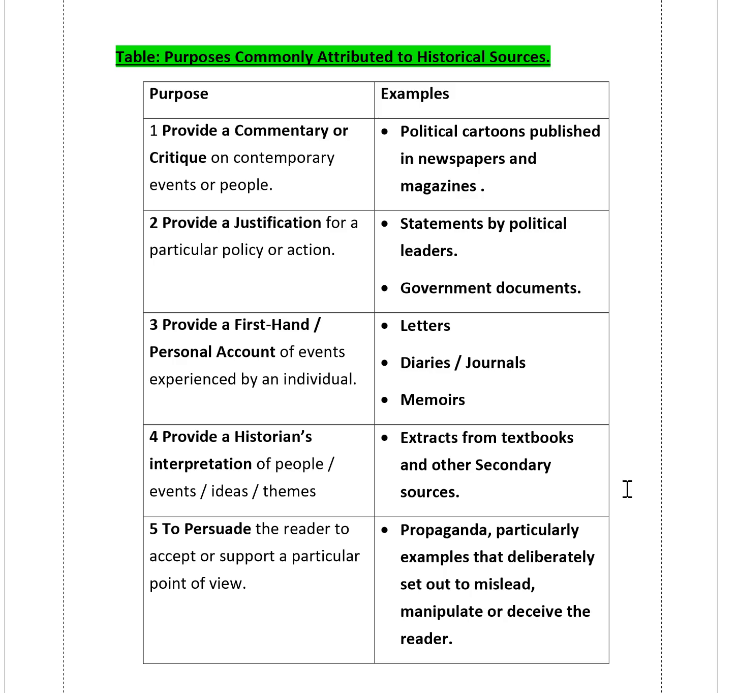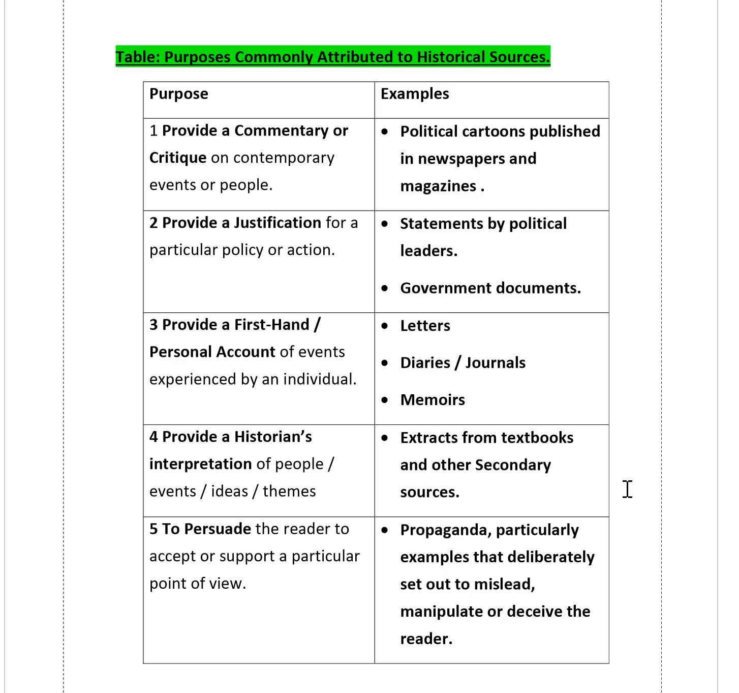Or it can actually critique those contemporary events or people. So that might be ridiculing political figures. And you might see that with the Weimar Republic, having them looking like very stuffy businessmen.